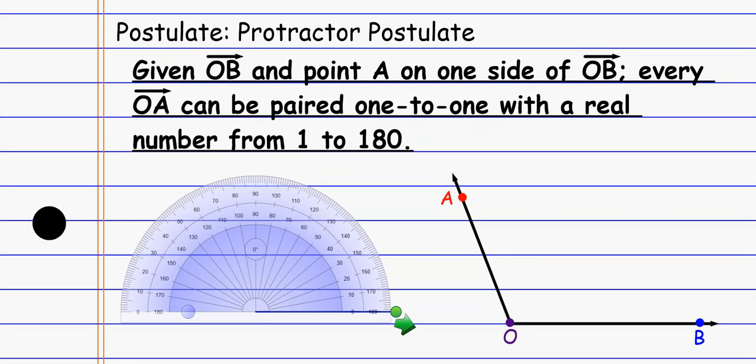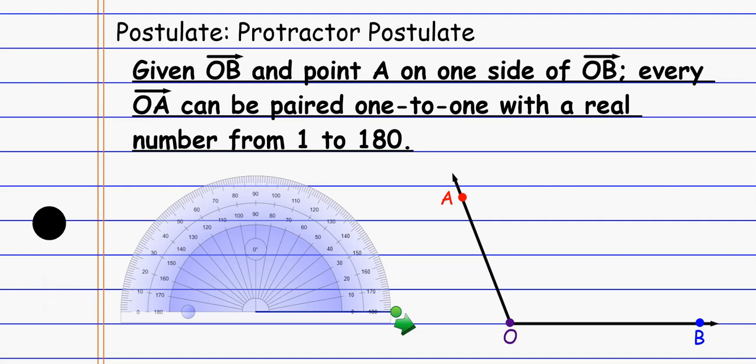The protractor postulate, this is not a real important one. This is kind of like the ruler postulate where I'm going to read it, and then you're never going to see this again ever in your lives, not even in this course. So just follow along with me here. But basically, given ray OB and point A on one side of ray OB, every ray OA can be paired one-to-one with a real number from 1 to 180.